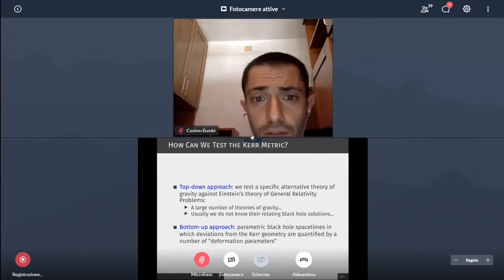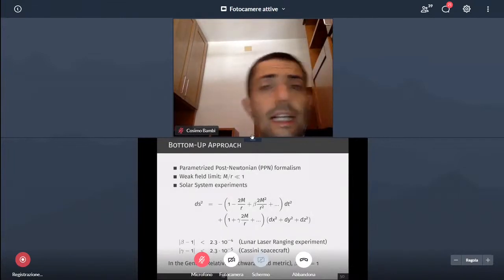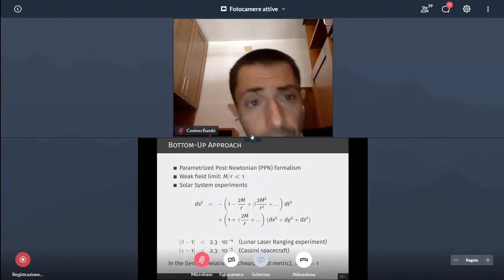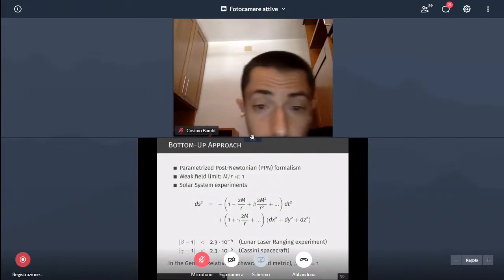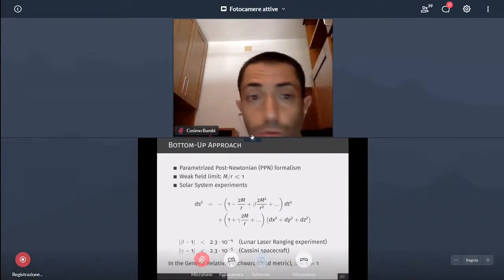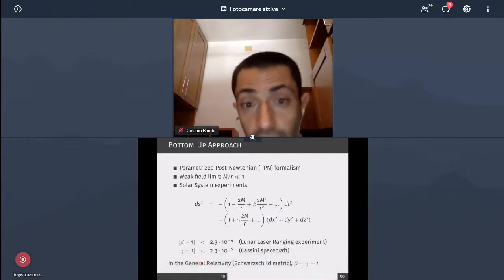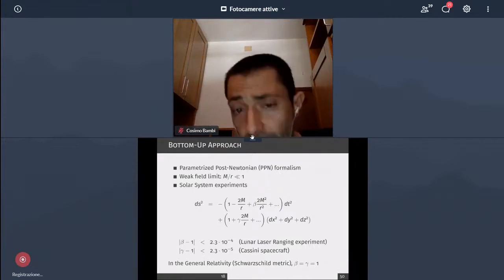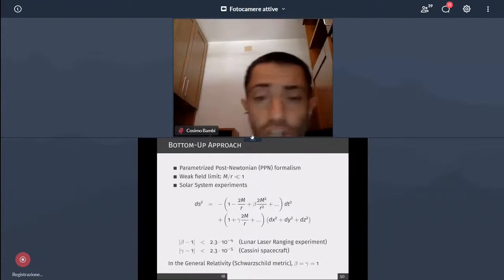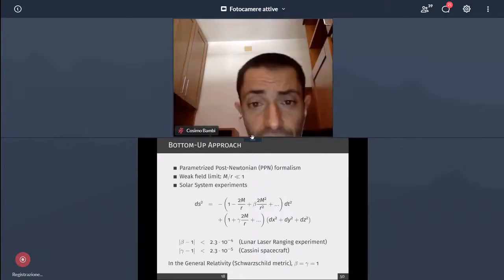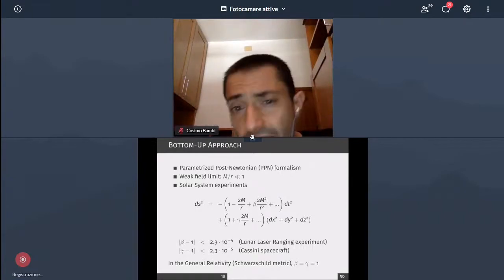This bottom-up approach reminds me of the PPN formalism, which has been extensively used for testing gravity in the solar system. In the case of the solar system, you want to test the Schwarzschild solution in the weak field regime. You consider the most general line element, which is static and spherically symmetric. You consider an expansion in M over R, and you quantify your ignorance with the parameters beta and gamma.